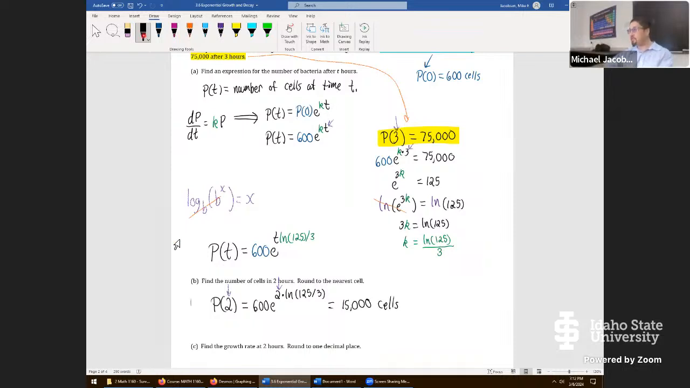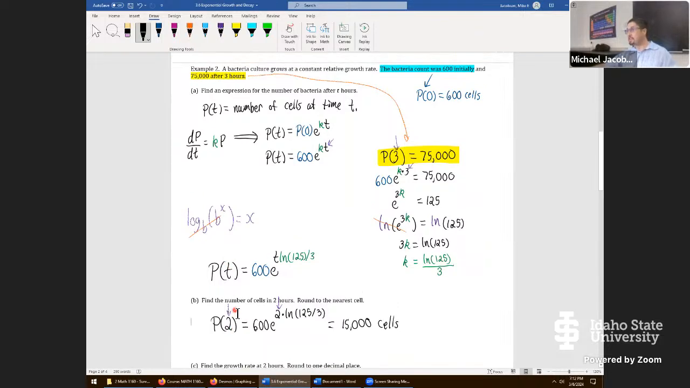We did it, folks. We built a function, and we used that function to predict a bacterial count at 2 hours. And you know, I should have known that that number was way out of line when it said a million, because they told us it was only 75,000 after 3 hours. So in 2 hours being at 15,000 seems like we're on the better track now.